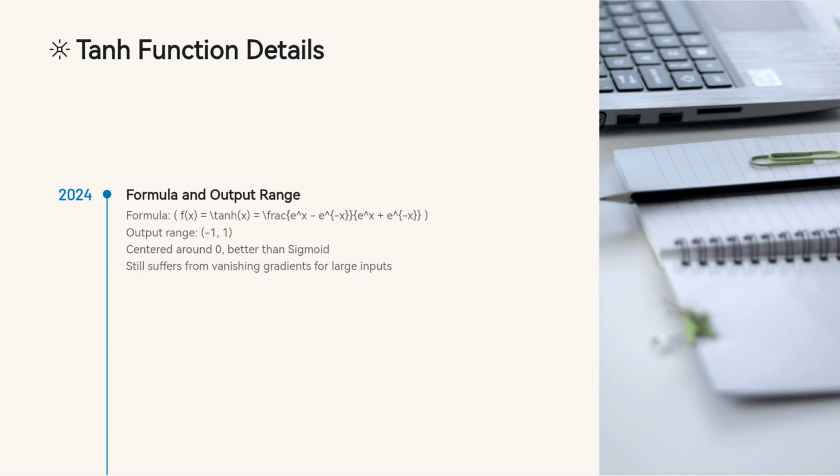While Tanh is more effective than sigmoid due to its zero-centered outputs, it still suffers from the vanishing gradient problem at large positive and negative inputs. This can still slow down learning in deep networks. Despite this, Tanh is often preferred over sigmoid for hidden layers in neural networks.